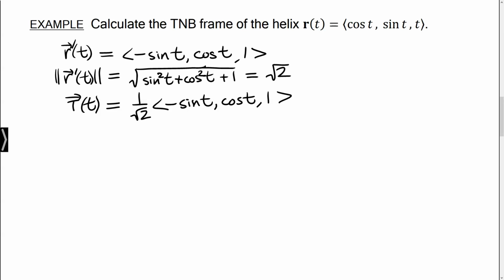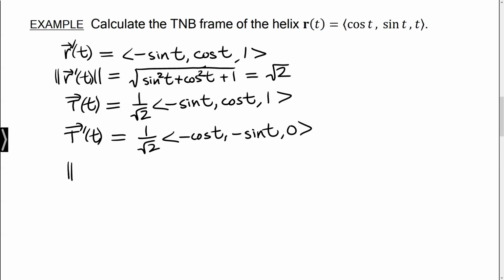Okay, so now let's look at the normal. This one's a little bit trickier to get, because we have to differentiate this T. So let's find the derivative of this. Again, notice this is slightly different than r double prime, because r double prime would be the second derivative, the acceleration. This is not the acceleration. This is the derivative of the unit tangent. So we get 1 over root 2 times, differentiating minus sine gives minus cosine, minus sine, and 0.